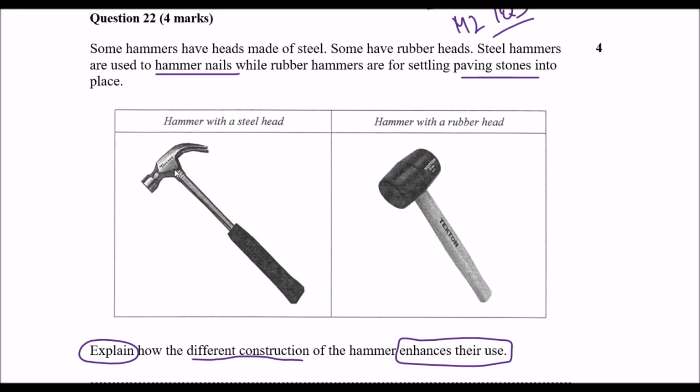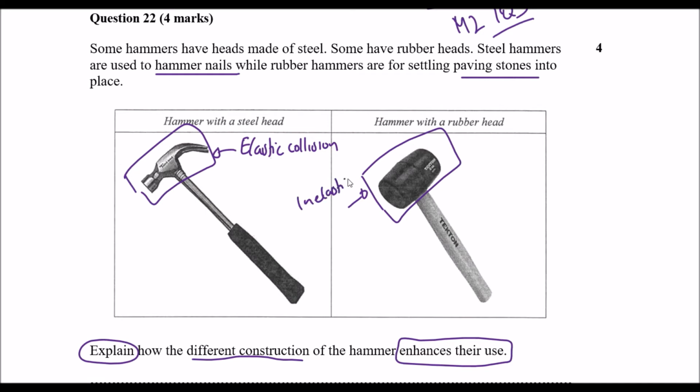Let's firstly analyze the difference in the construct. So with the steel head and the rubber head, what different kinds of collisions could we cause? Well, we can probably suggest that with a steel head, it's more of an elastic collision, whilst the rubber head is probably a little bit more inelastic. What else could we say? Let's talk about maybe the momentum changes and the impulses. Okay, so impulse or change in momentum. Impulse is the change or the amount of force an object experiences over a period of time.